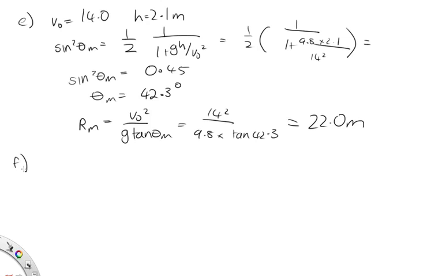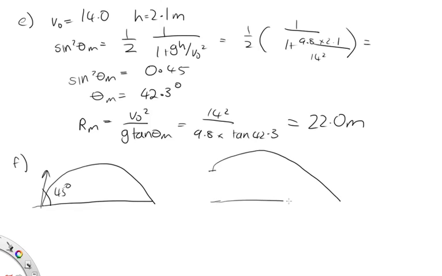Part F, explain without any mathematics why the angle for maximum range will be slightly less than 45 degrees. Okay, if the projectile was going from the ground, then the maximum range would be at 45 degrees. However, this projectile is being projected from an initial height, so it's going like this. So letting it go from this height effectively gives us a little bit of extra time to travel before it hits the ground again. This would be like, it's got this bit of extra travel here.